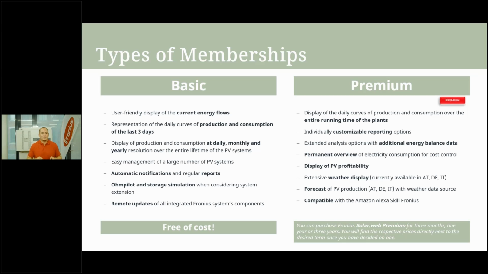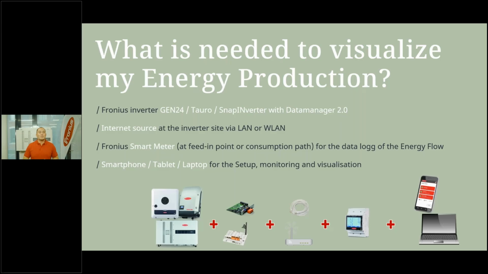sourced from a third-party provider. In the next part of the presentation, I would like to explain how components are integrated into the Fronius ecosystem, how they communicate, and what is needed to visualize the energy production and consumption. Of course, the use of Fronius inverters is required. This one could be of any type: the Gen24 Plus for residential applications, and for commercial installations, the Snap inverter and the Tauro, with higher power classes and meant also for large-scale installations.